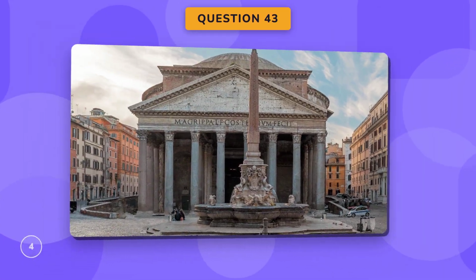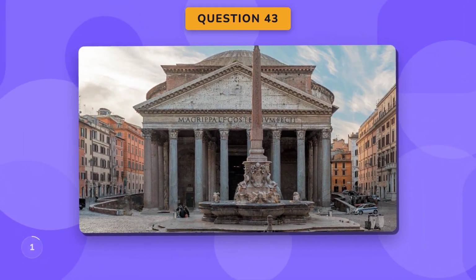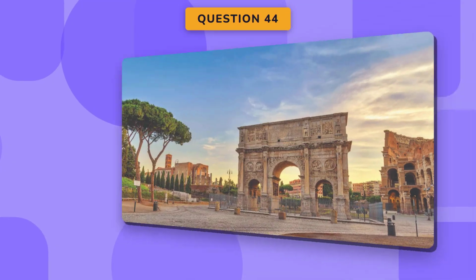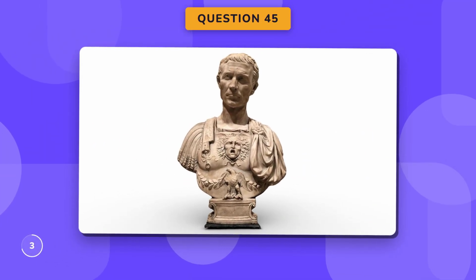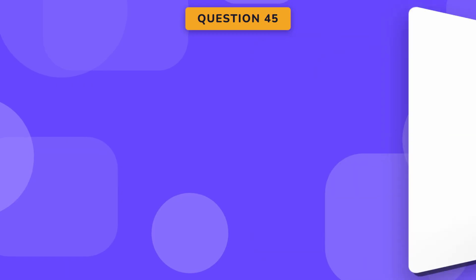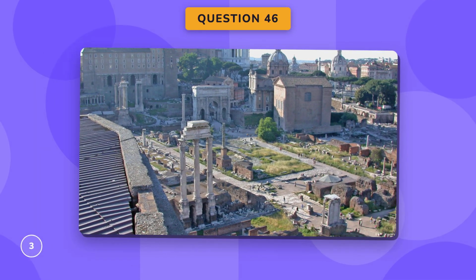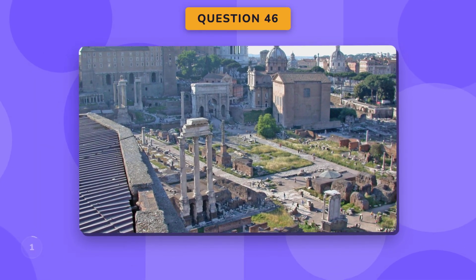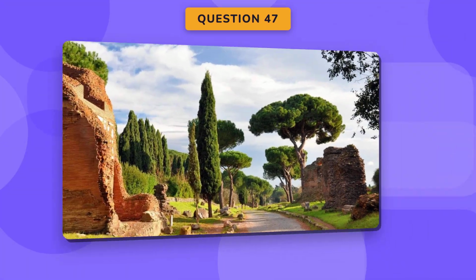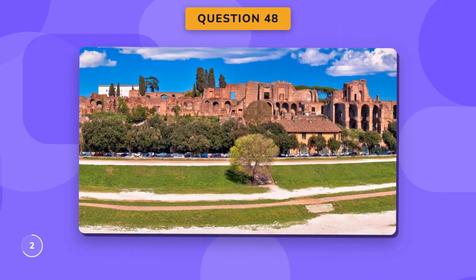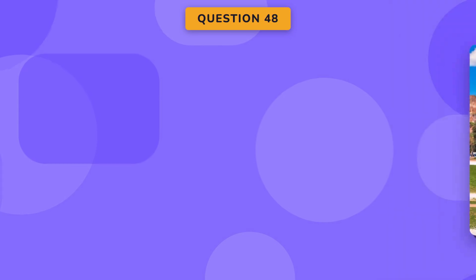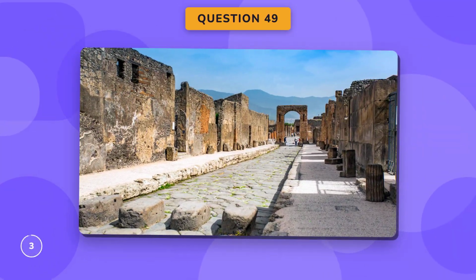This Roman landmark was built as a temple to all gods. What is it? What famous Roman structure is depicted in this image? Which Roman figure is shown in this bust? What Roman ruin is shown in this image? What ancient Roman road is shown in this image? What Roman structure used to stand in a place shown in this image? What eruption destroyed the city shown in this image?